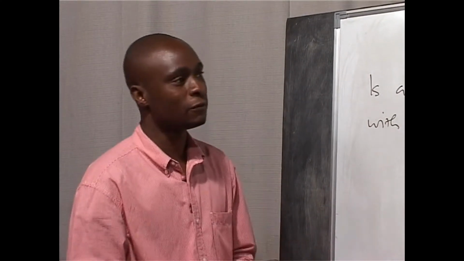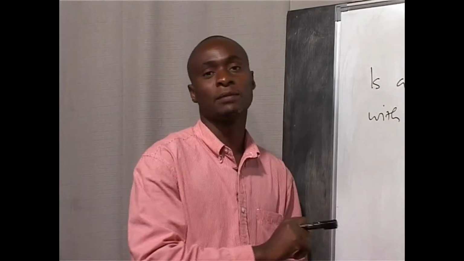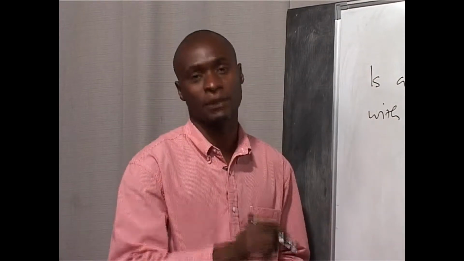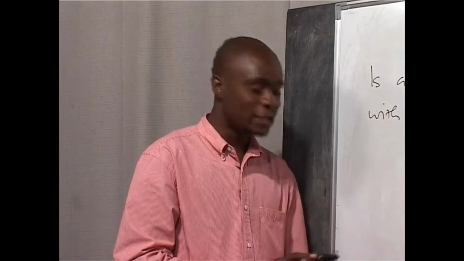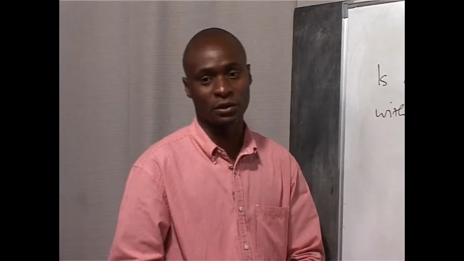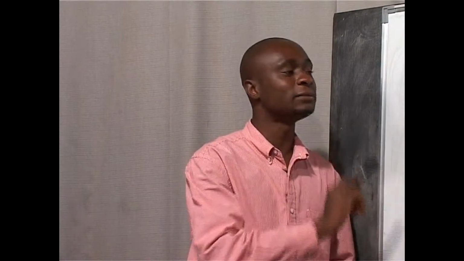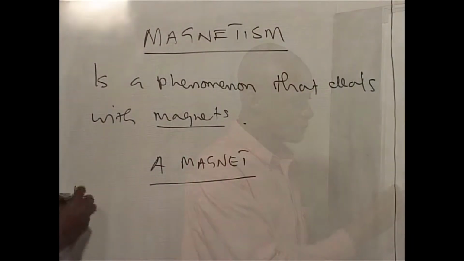So when we come to magnetism, materials will be classified into two. There are those materials that can be attracted by a magnet, and those we call magnetic materials. And there are those materials that cannot be attracted by a magnet. Those are referred to as non-magnetic materials. These would include wood, pens, and other plastic materials. The magnetic materials are sometimes referred to as ferromagnetic materials.